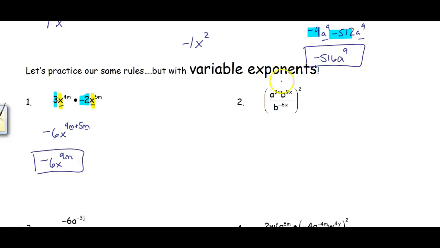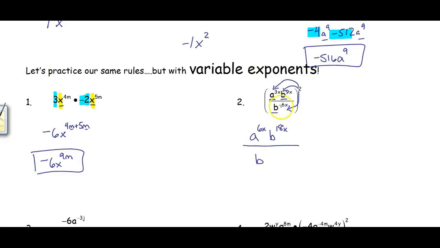All right, number 2, remember you have to multiply that 2 by every term on the inside. So A gets it, B gets it, and your B in the denominator gets it. So when you do that, you have A, 3x times 2 is 6x. B, 9x times 2 is 18x.